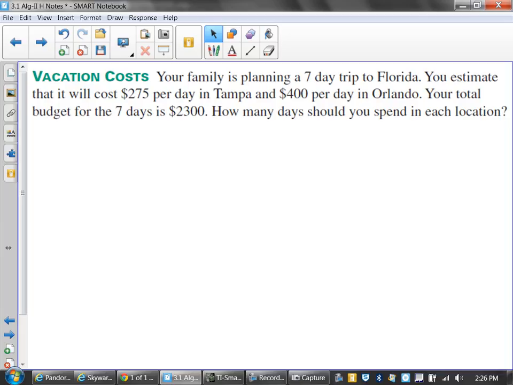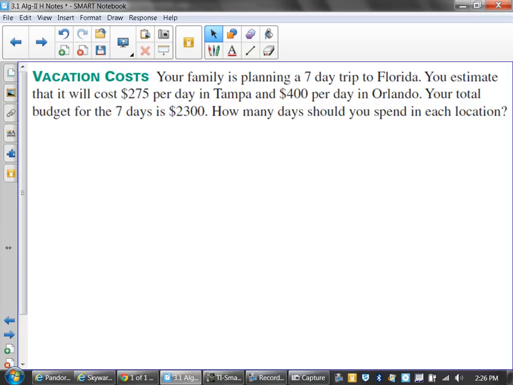By the end of this chapter, we'll have 3 variables and 3 equations as well. So today we're talking about going to Florida for 7 days. It's going to cost you $275 a day in Tampa, $400 in Orlando, and for the 7 days you have $2,300 to spend. So when you read through that, you basically have 2 things that you're being constrained by, if you will: the number of days and the amount of money. Do we agree? Sure. All right.